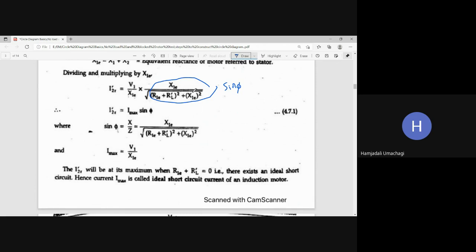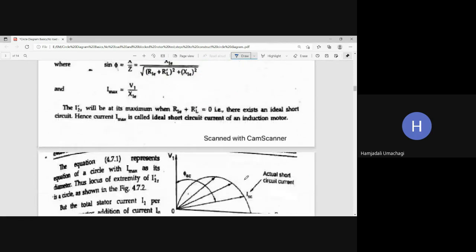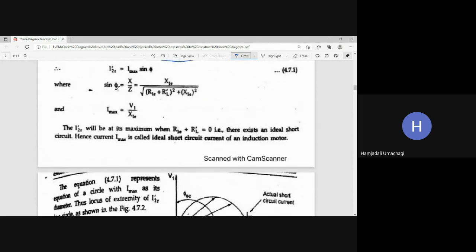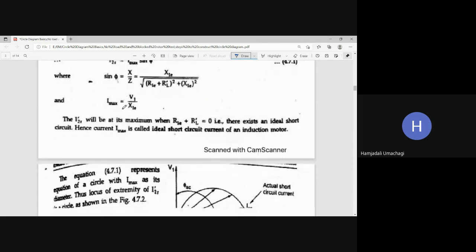Sine phi will be 1 provided the resistance R1E plus RL dash is 0, and this condition we call the ideal short circuit condition, with the ideal short circuit current of an induction motor. For this Imax we are going to draw the circle diagram. Now we will see the locus of the current for different resistance values. Resistance means R1E plus RL dash. As this resistance keeps on changing, the current changes proportionally for different power factor values, which we will see now.